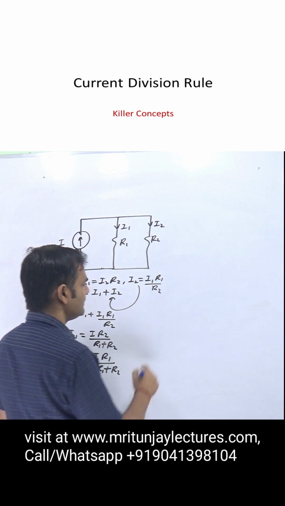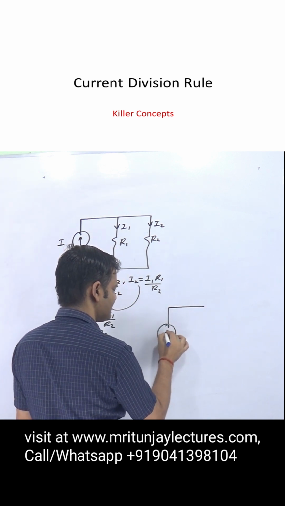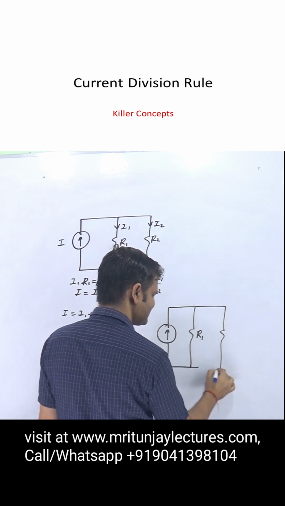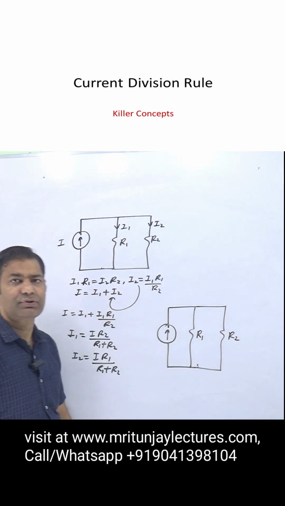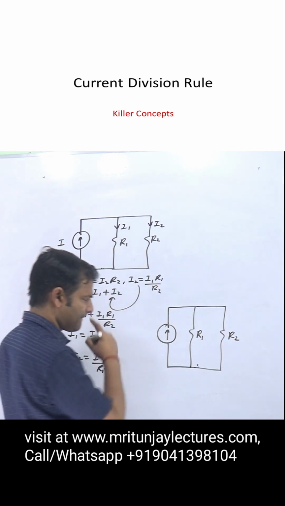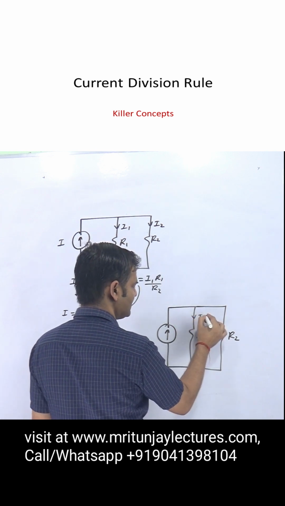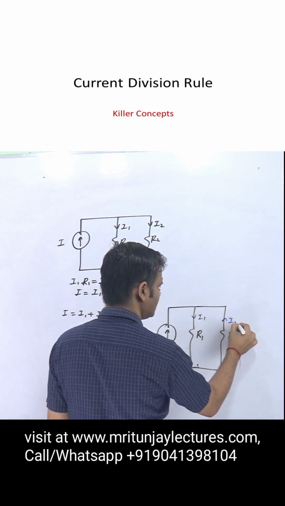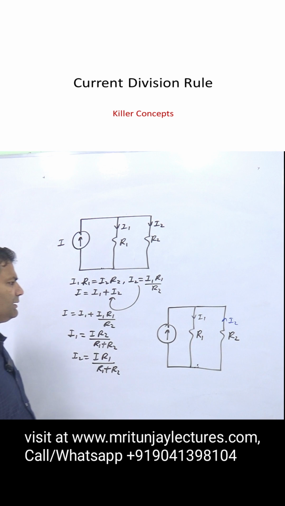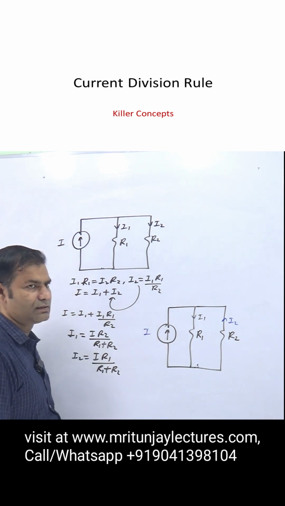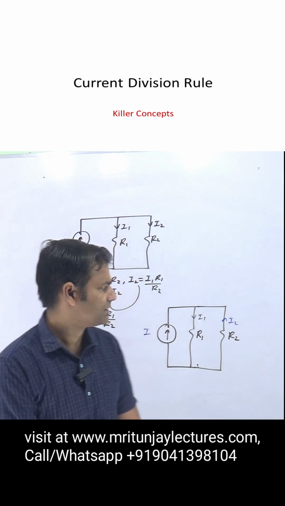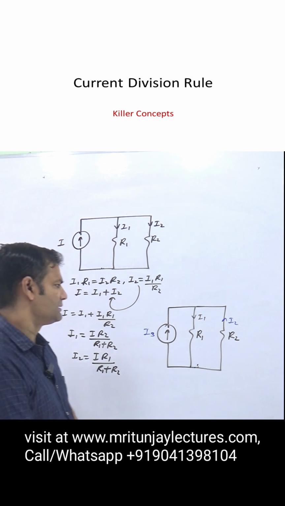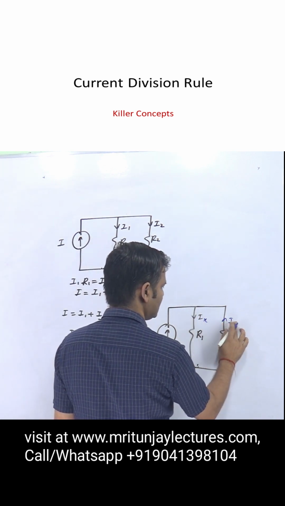But in case of, suppose that here R1, here R2. Okay. Here current I1, here current I2 given, and that is I. Okay. In that case, what about I1 and I2? Or you can say Ix and Iy.